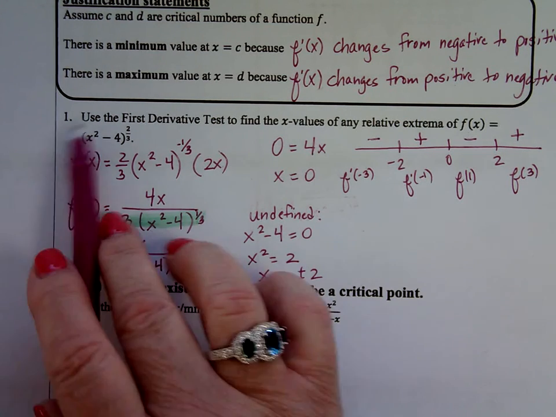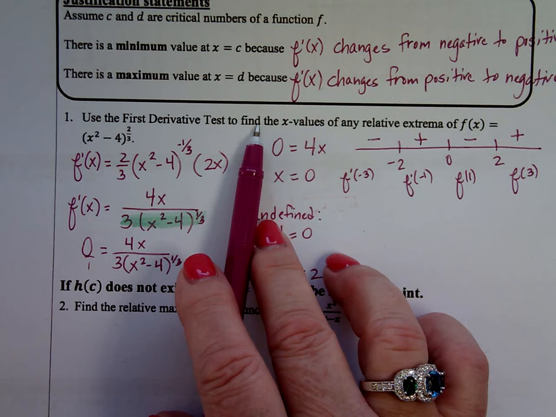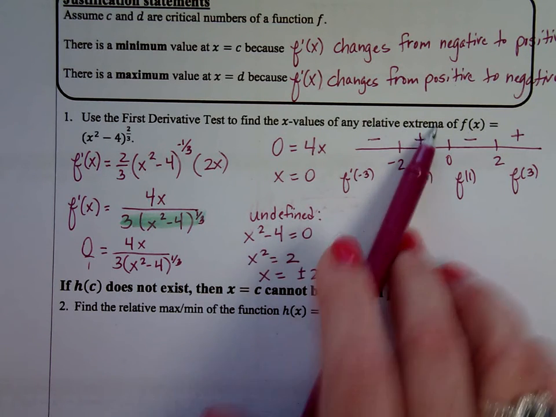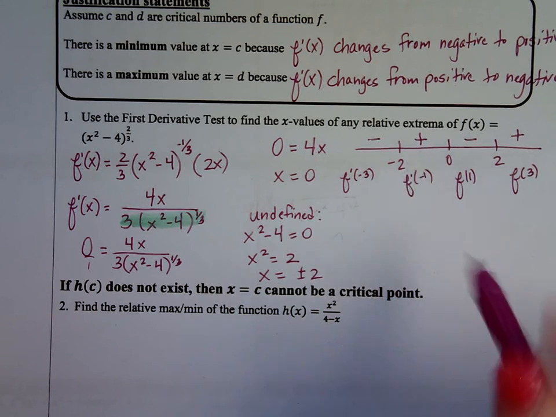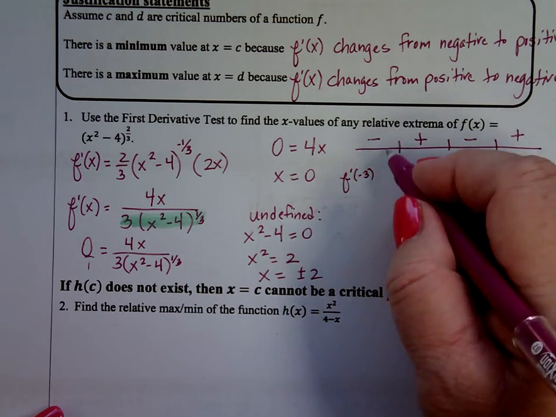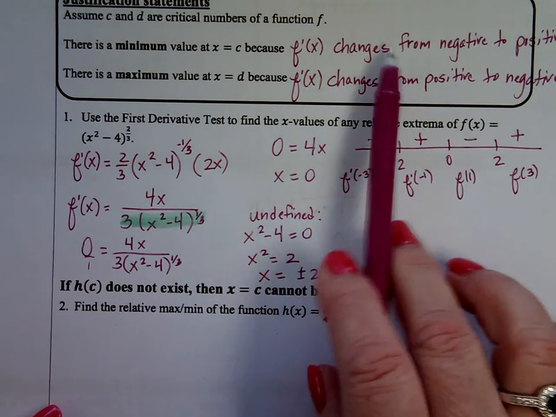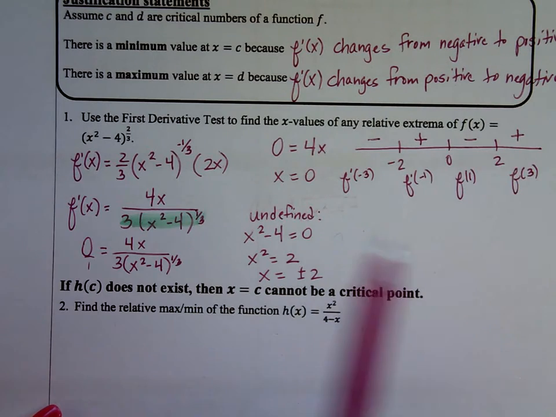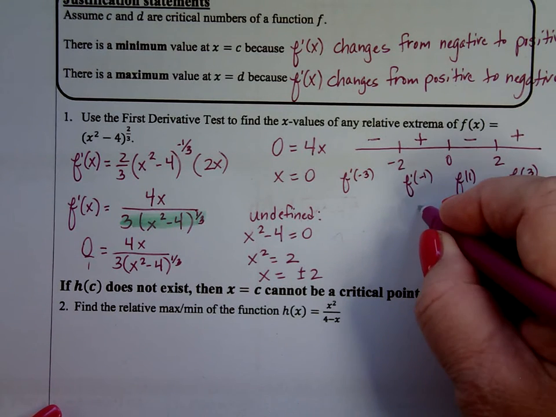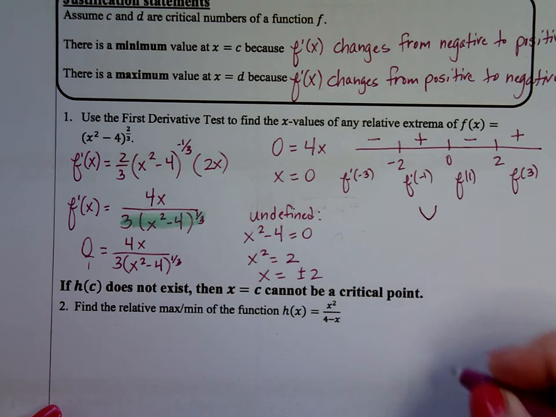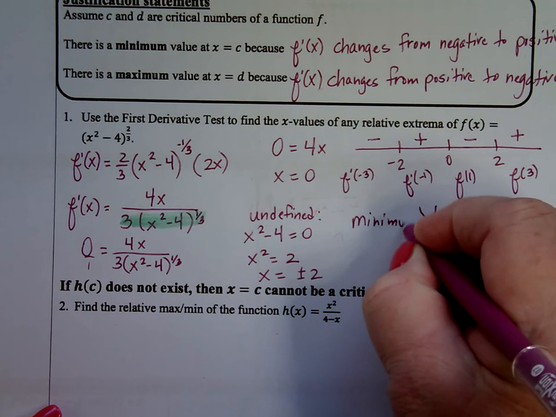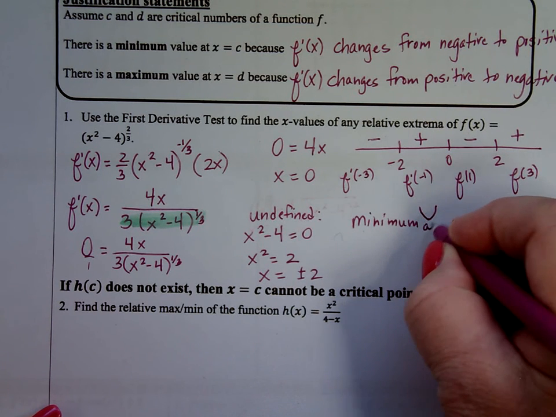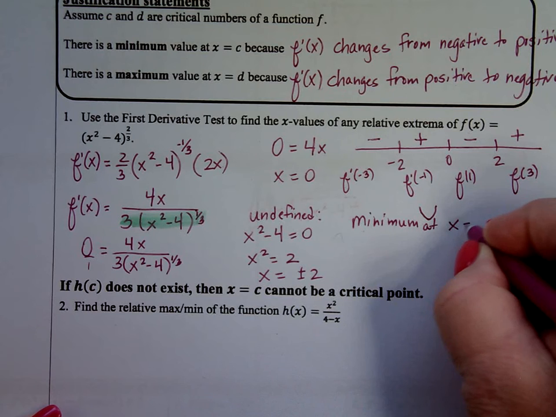Now, what did it say? Use the first derivative test to find the x values where you have relative extrema. If I'm going from negative to positive, think about it, it's going to be right here, negative to positive. That means it's decreasing and then increasing. That's going to create a minimum. So I have a minimum at x equals negative 2.